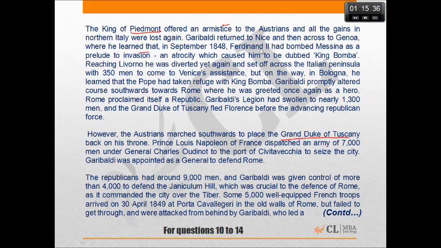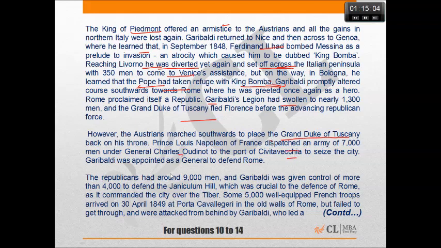Garibaldi promptly altered course. Okay. When he was diverted again, he set off in the Italian peninsula to come to Venice's assistance. But on the way to Bologna, he learned that the Pope had taken refuge with King Bomba. Garibaldi promptly changed course southwards, where he was greeted once again as a hero. The Grand Duke of Tuscany fled Florence. However, the Austrians marched southward to place the Grand Duke of Tuscany back on his throne.